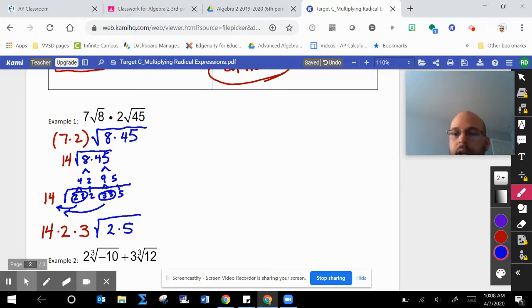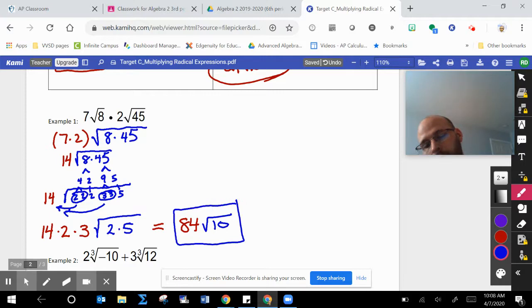So again, you can use a calculator for this. You don't have to do all this mental math. But if I did 14 times 2 times 3, what am I going to get there? I believe I'm going to get an 84. And then on the inside, I'll just have a square root of 10. And that would be my answer. So it's one thing to multiply the pieces together, but then inside the radical, the blue part, we have to break that down. We have to reduce that radical into its smallest pieces, okay?